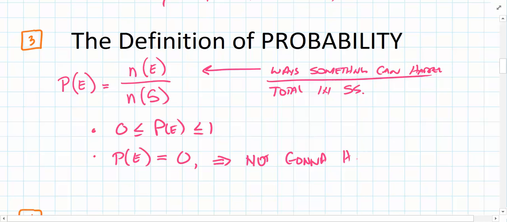And I realize I'm putting the word gonna on a pen. Okay, not going to happen. So, can you guys think of something that the probability is 0? The sun sets in the east. The sun sets in the east. Okay, what do you guys think about that?